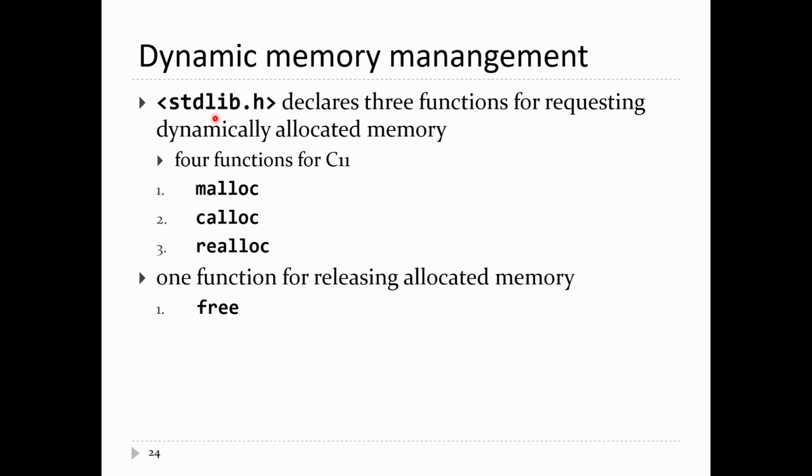Okay, so if you need dynamically allocated memory, you have to import stdlib.h. stdlib.h has a bunch of functions in it, and some of them are related to dynamically allocated memory. There are three you need to worry about in this course. There is a fourth one if you're programming in C11, but we're not doing that. The ones we're interested in are malloc, calloc, and realloc: memory allocation, clear and allocate, and reallocate. There's one function for releasing allocated memory, and that's called free.